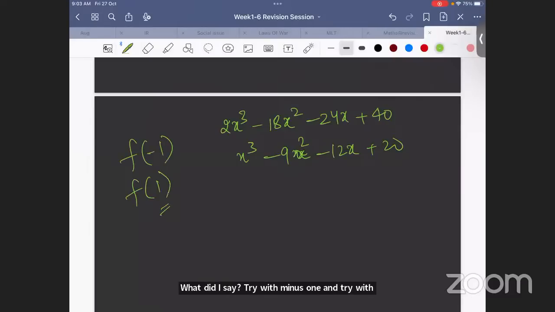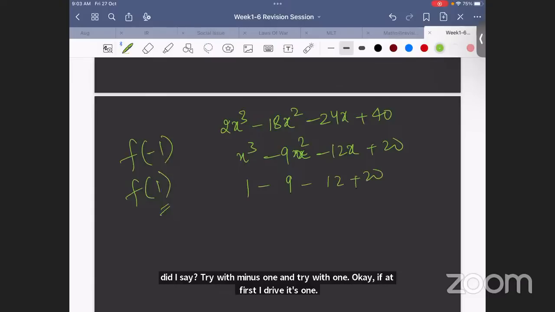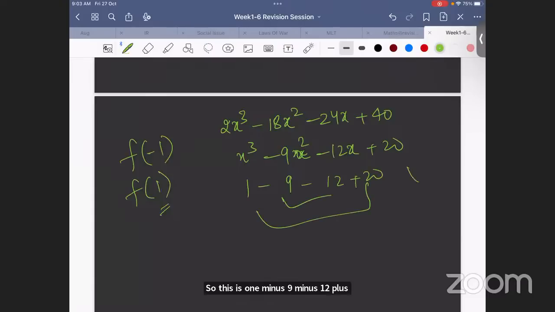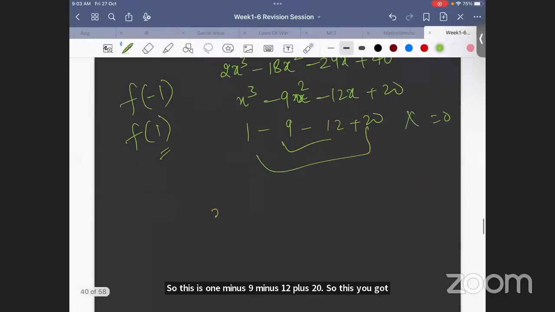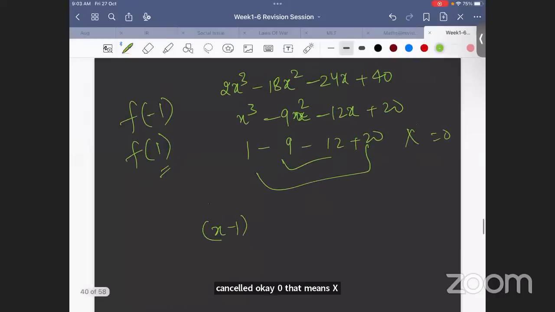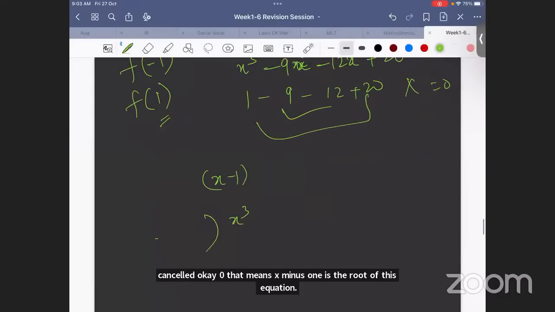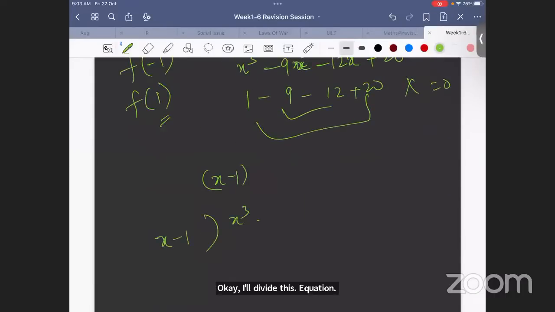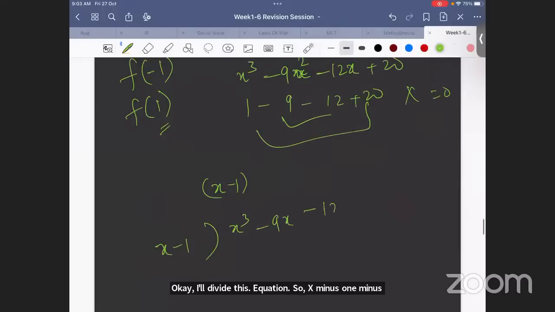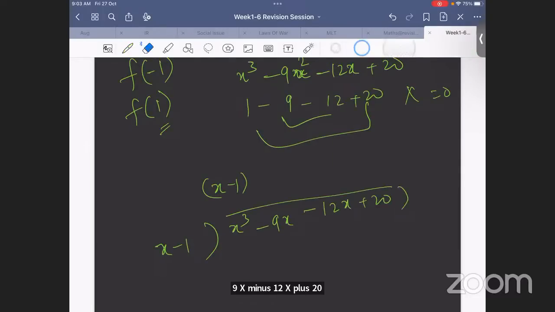Okay, if at first I try with 1, so this is 1 minus 9 minus 12 plus 20. So this gets cancelled. Okay, 0. That means x minus 1 is a root of this equation. Okay, I'll divide this equation. So x minus 1 into x cube minus 9x square minus 12x plus 20. So I divided with this. Now tell me, what should I write here?